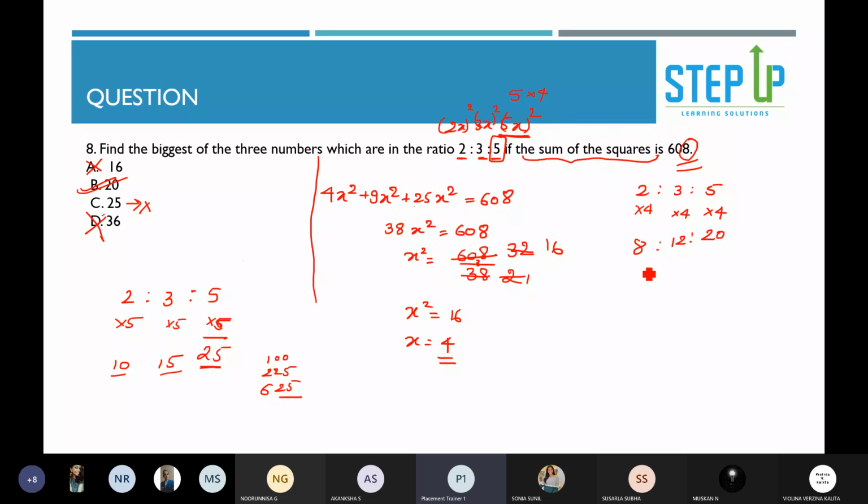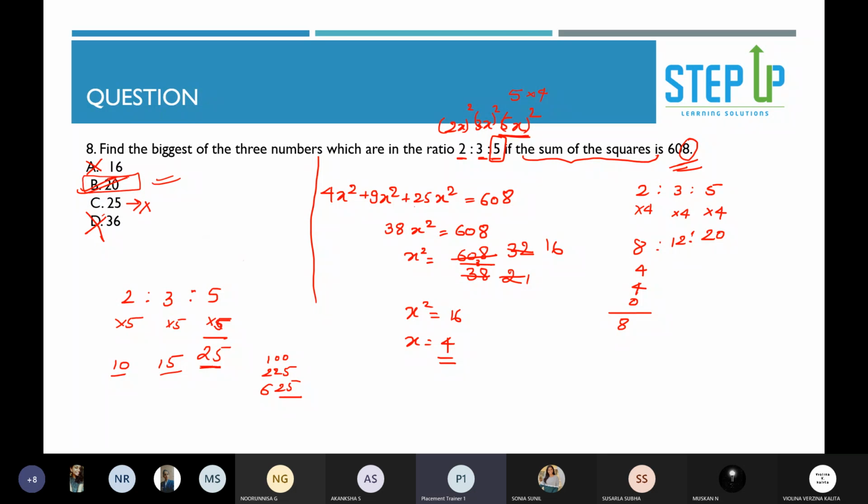So now you see 8 squared is 64, unit digit is 4. 12 squared is 144, unit digit is again 4, and 20 squared unit digit is 0. So you will get 608. Moreover, if 25 is not giving you the answer, 20 itself will be the answer.